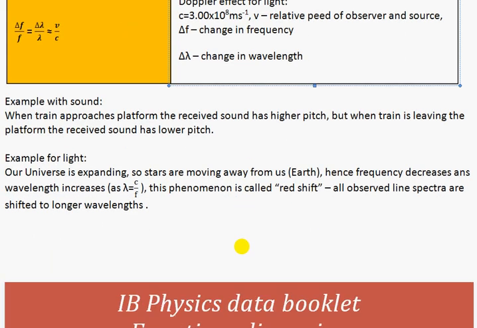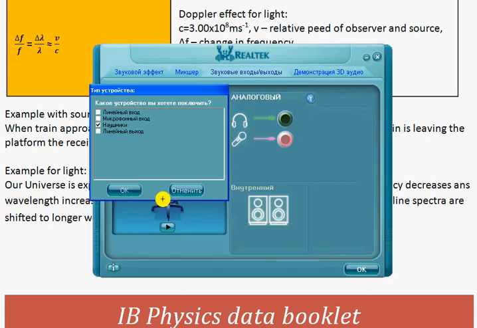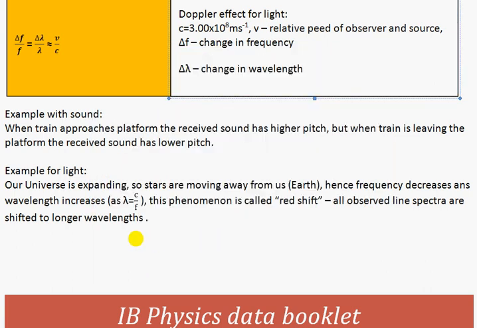Example will be given for the Doppler effect. When a train approaches the platform, the received sound has higher pitch, but when a train is leaving the platform, the received sound has lower pitch. Example of light.